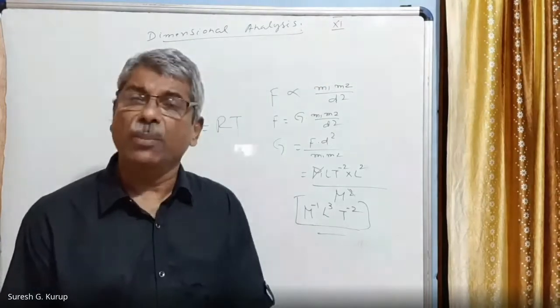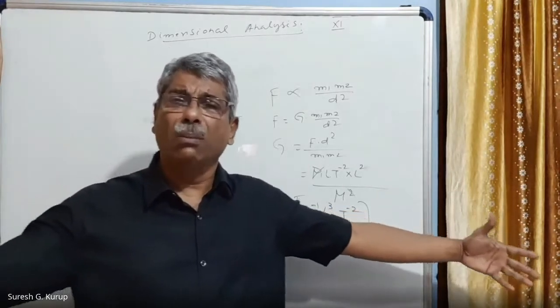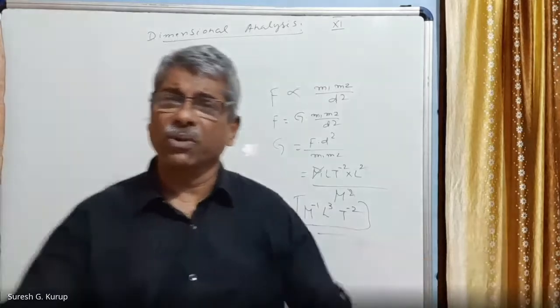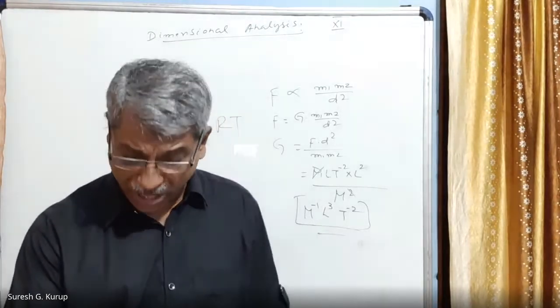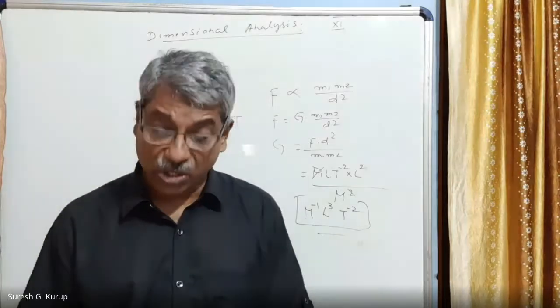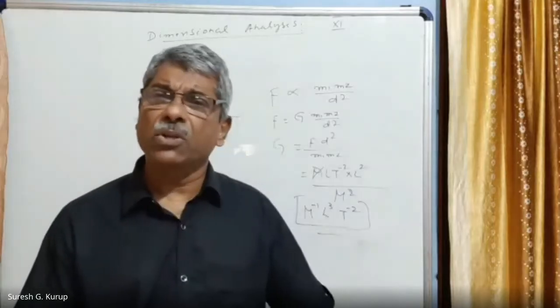So in terms of dimensions, we can categorize physical quantities. The physical quantities can be divided into four categories. One is dimensional constant, which we have discussed. The other is dimensional variables. Dimensional variable means all those variables.